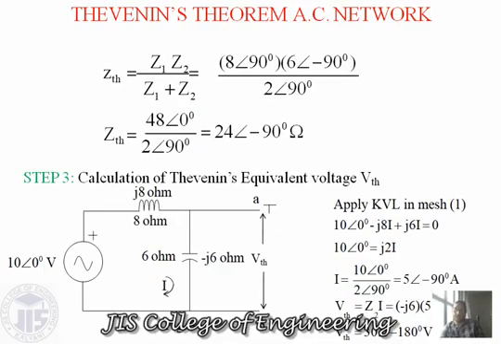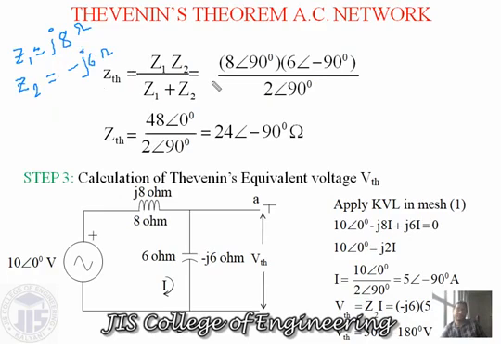Previously you have seen that the value of Z1 was written as j8 ohm, and the value of Z2 was written as minus j6 ohm. Now this j8 and j6 are in rectangular coordinates.